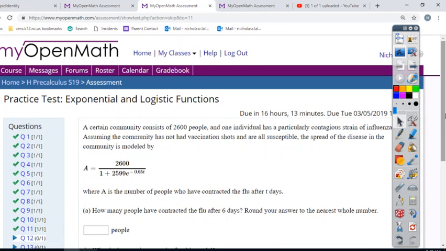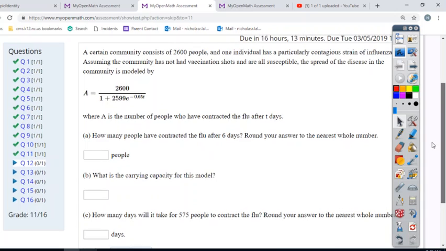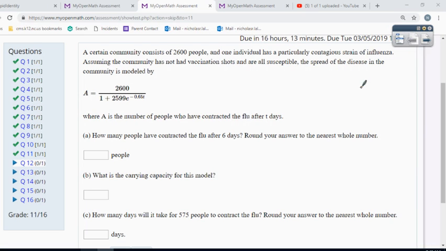Question 12. So, almost done. A certain community consists of 2,600 people. One individual has a particular contagious strain of influenza. Assuming the community has not had vaccination, all are susceptible. The infectious disease is modeled by this logistic function, where A is the number of people who have contracted the flu after t days. How many people have contracted the flu after 6 days? So all I have to do is plug in 6 for t.